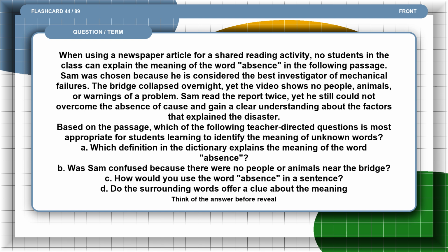Based on the passage, which of the following teacher-directed questions is most appropriate for students learning to identify the meaning of unknown words? A. Which definition in the dictionary explains the meaning of the word absence? B. Was Sam confused because there were no people or animals near the bridge? C. How would you use the word absence in a sentence? D. Do the surrounding words offer a clue about the meaning? Pause and think of the answer before the reveal.